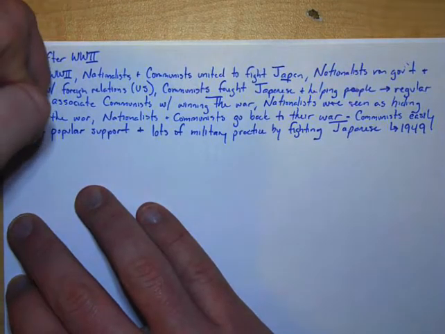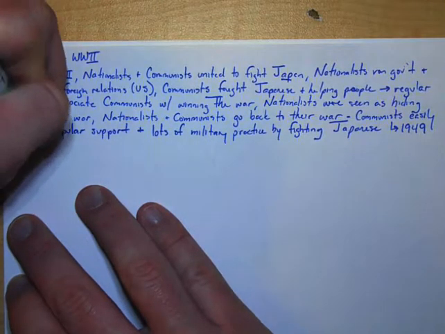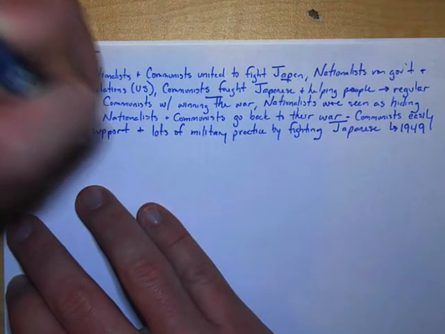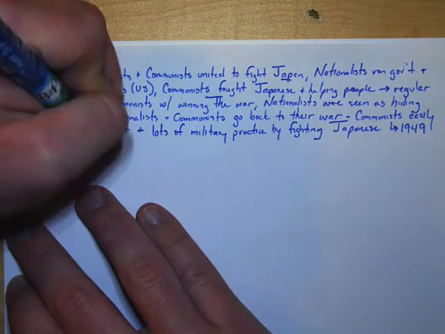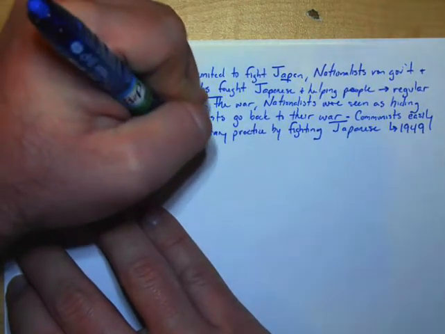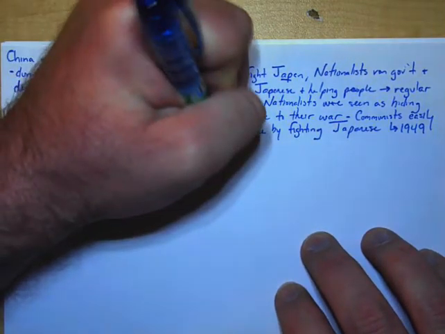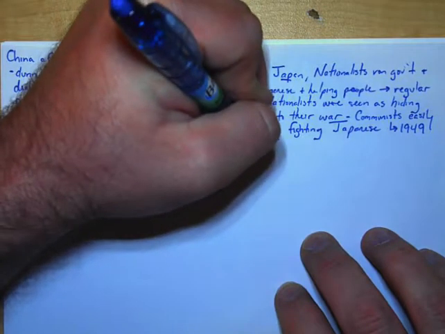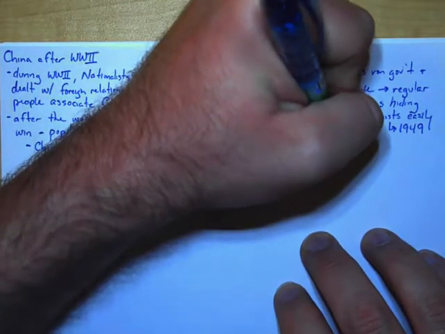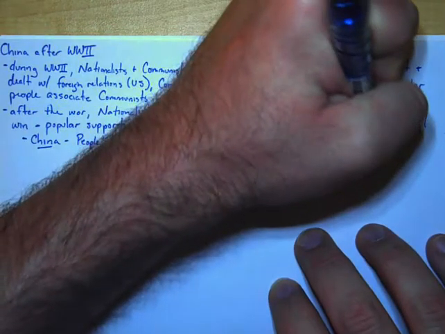And so this gives us two different Chinas. So what I'm going to continue to refer to as China becomes the People's Republic of China. The nationalists fled to Taiwan, and they call themselves the Republic of China.